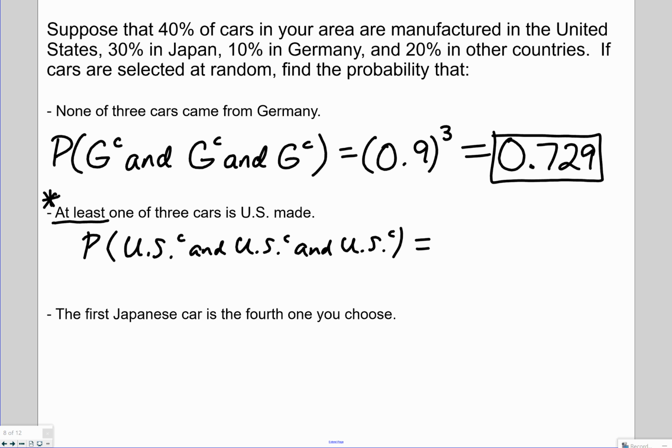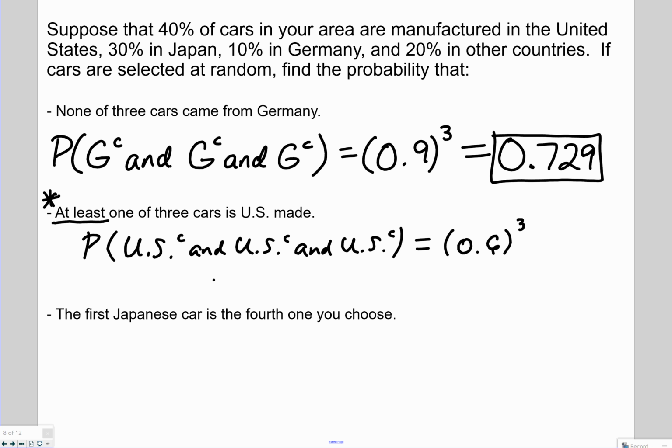Well, what's the likelihood that the first one is not US made? 60%. What's the probability that the second one is? 60%. The third one. So I'm going to do 0.6 times 0.6 times 0.6, or 0.6 cubed. Now, am I done? No, because that's the likelihood that none of them are. But I want at least 1 out of 3. That's the complement of this.